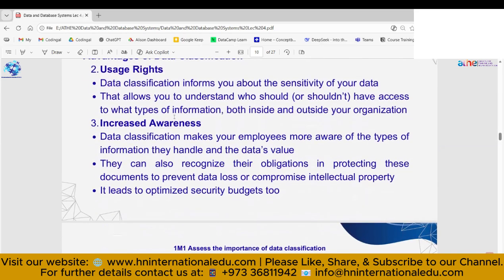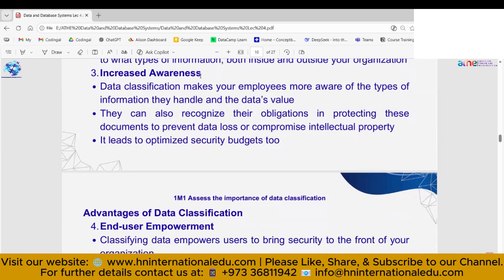The next is usage rights. Data classification informs you about the sensitivity of your data, right? As I said, you can classify your data into public, top tier or confidential, and this allows you to understand who should or shouldn't have access to what types of information you have, both inside and outside your organization.